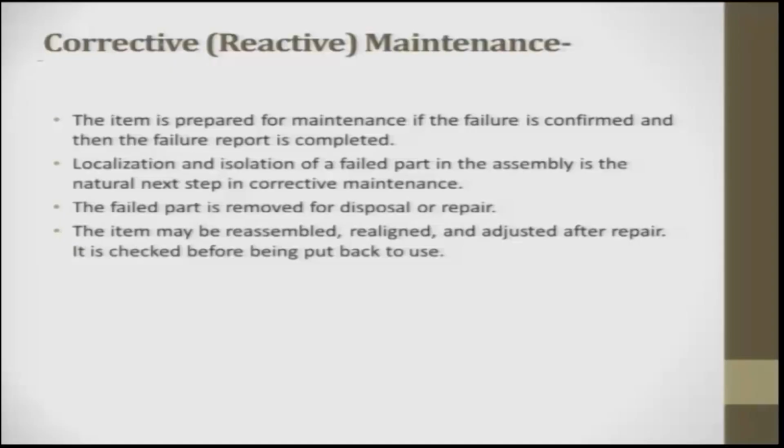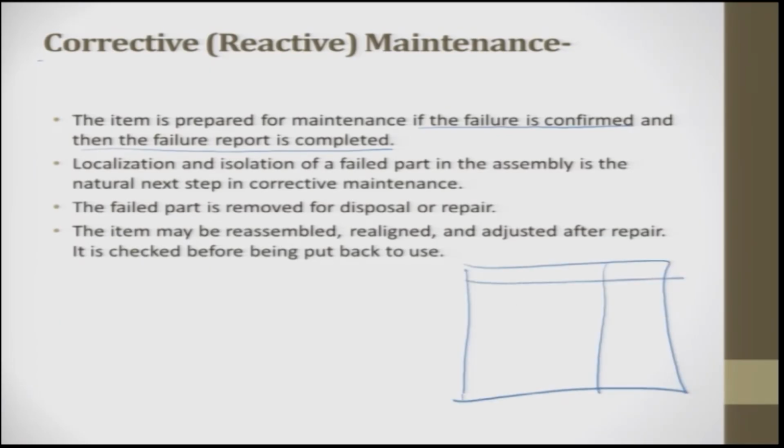When you look at corrective maintenance, the item is prepared for maintenance if the failure is confirmed and then the failure report is complete. So, in the US or even in developed countries or in costlier automotive things, they always make a sheet which says serial number, defect, remarks, and then one more column, who is responsible.